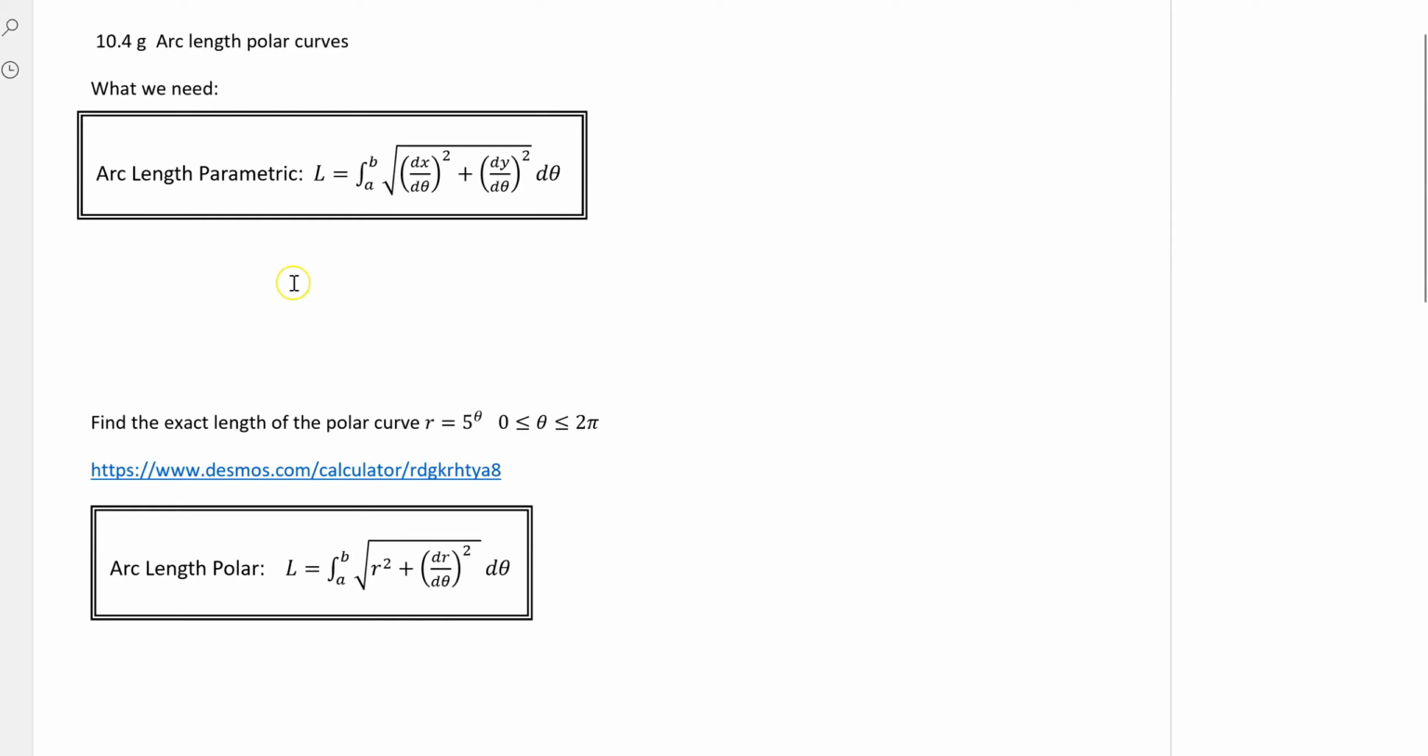This is arc length for polar curves, and we've already got the formula here, but where does it come from? Well, if you remember, our arc length for parametric was this. So if we could create dx d theta and dy d theta and do a little simplifying, we get this. So if you remember, x is equal to r cosine theta.